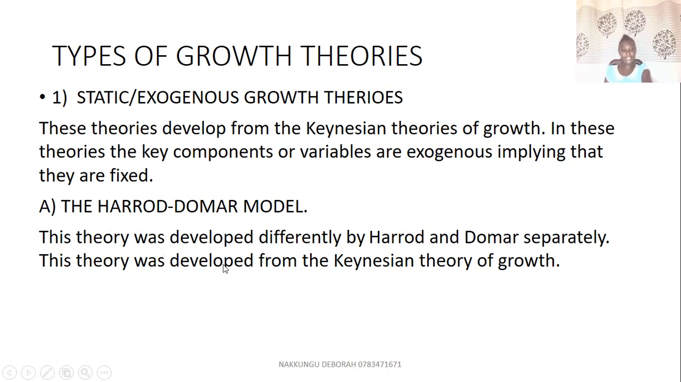Now this, as I said, falls under the static growth theories, and the Harrod-Domar model was of course developed separately by two personalities, that is Harrod and Domar. These two individuals came up with different growth theories, but it turned out that they had the same views. The things that they were writing about or developing were the same ideas. So they combined both their views, Harrod and Domar, to come up with the Harrod-Domar model of economic growth.